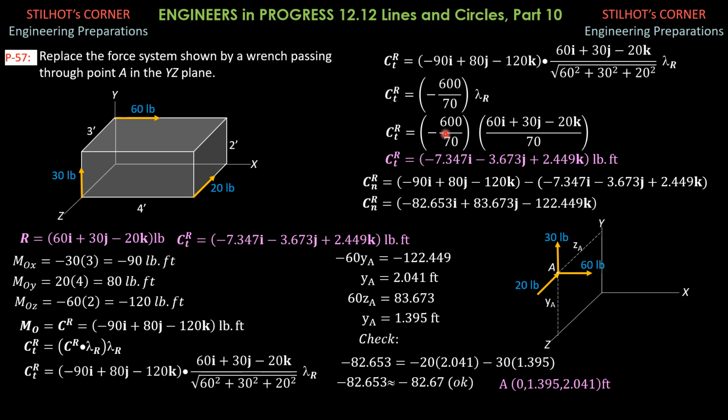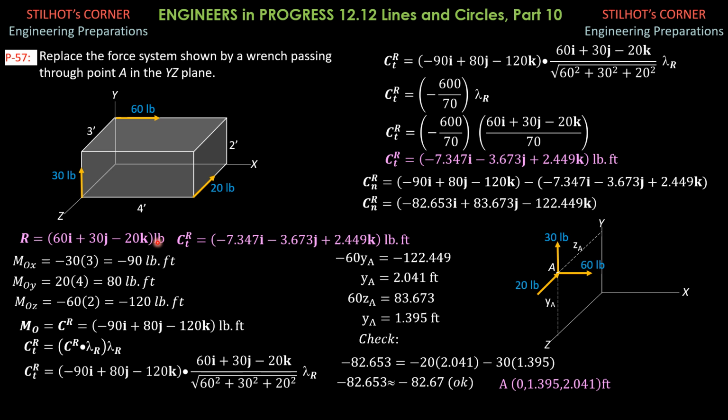So we then compute the component of the couple in the direction of the force. We multiply it further by the unit vector of the force. It is now negative 7.347i minus 3.673j plus 2.449k pound-foot. So the wrench therefore consists of the force and this component of the resultant couple in the direction of the force. These two constitute what we call the wrench.